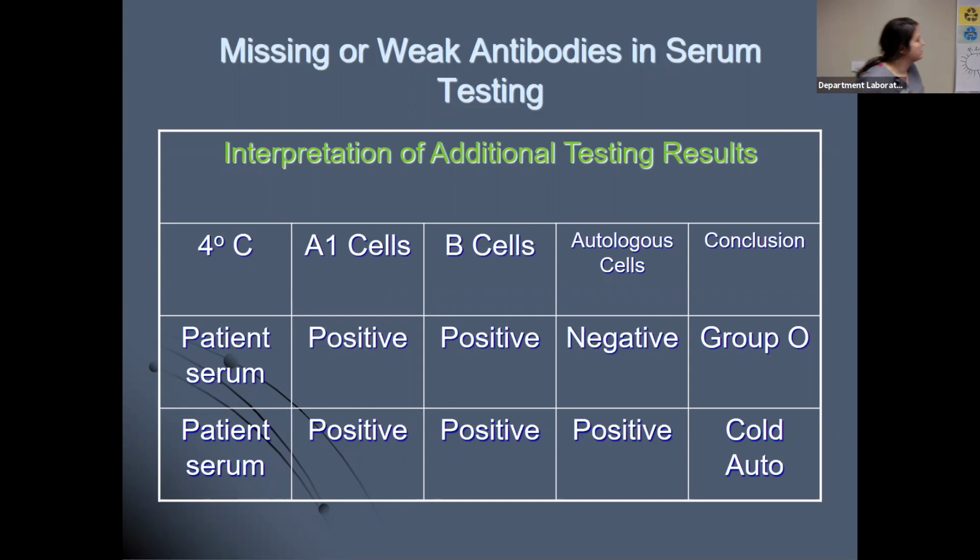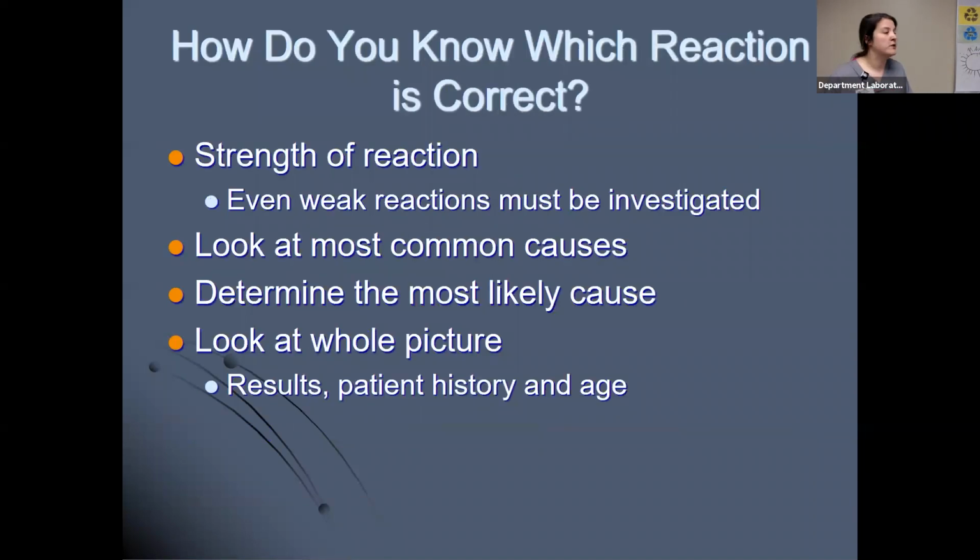So this just lets you know you could incubate your cells at 4 degrees. You could do your A1 cells, your B cells. You could run an auto control to make sure that by incubating at 4 degrees, you're not inducing some type of cold reacting antibody. And then it would be a group O. If your auto control turns up positive, then that lets us know that you do have some type of cold reacting antibody there. We will talk a lot about autoantibodies in future lectures.